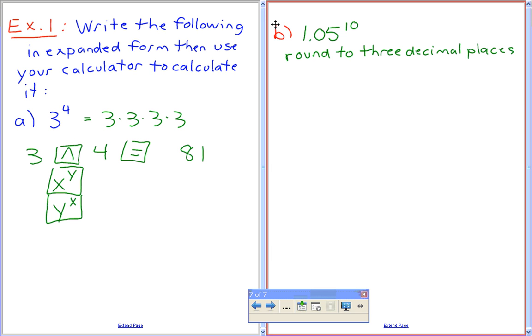This is going to be not a big number, but a messy number. There's a lot of 1.05s.